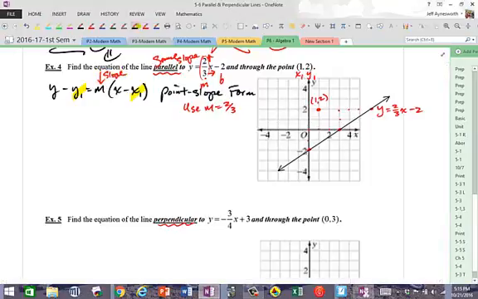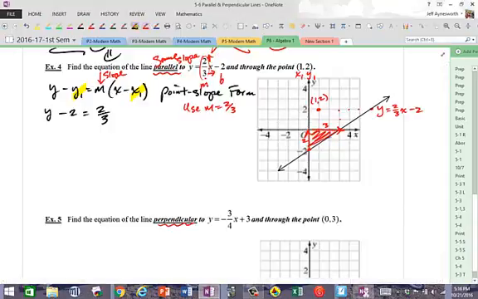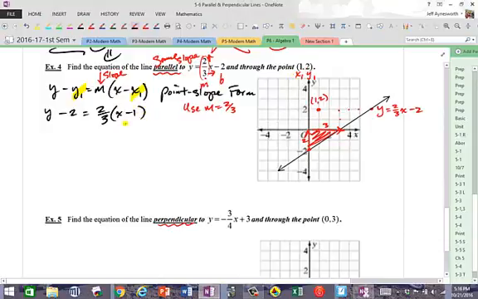All right, so here we go. y minus the y coordinate, which is 2, is equal to the slope of 2/3. It has to have the same slope as the line that's given to us. We see it right here. It's up 2, right 3, slope of 2/3. All right, there's my slope. And it's times x minus the x coordinate of 1. So what is this equation? Well, let's solve for y.